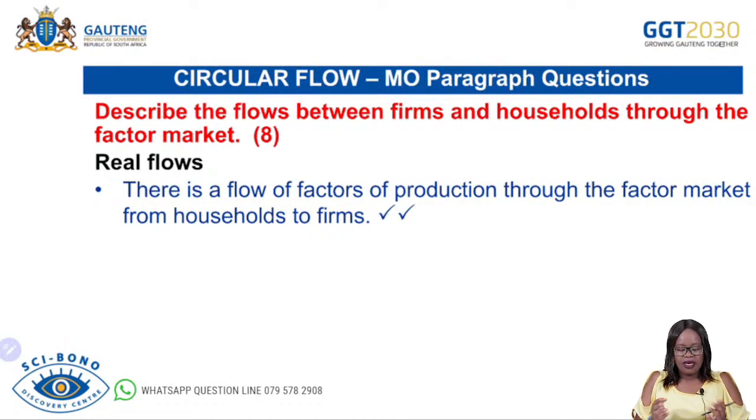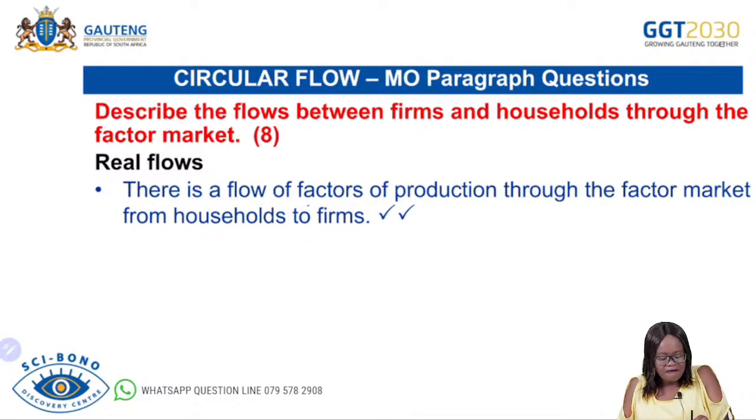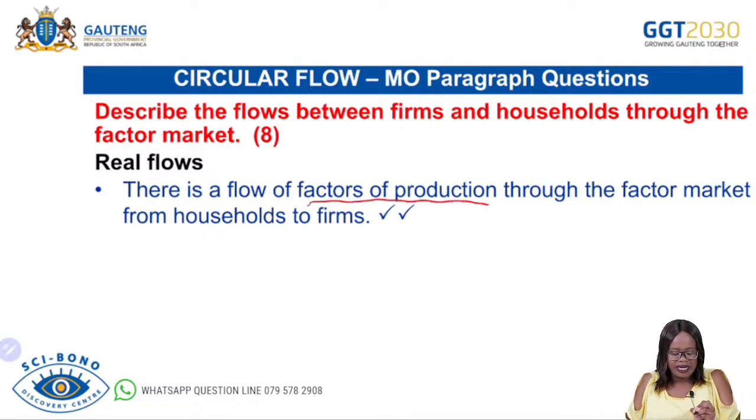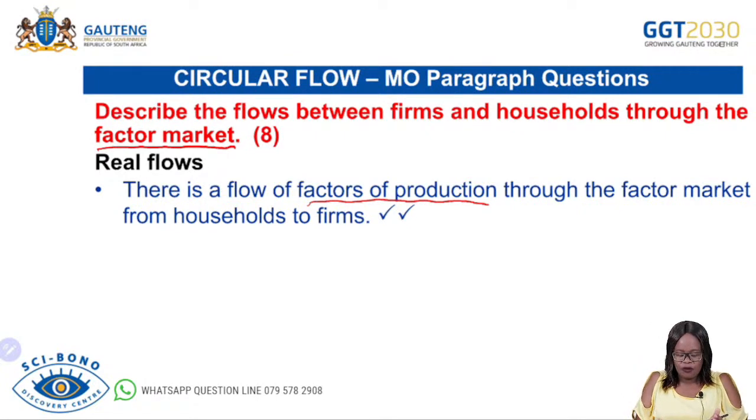Now, a possible answer, or rather a way in which you can answer the question, is going to be the fact that under real flows, there is a flow of factors of production through the factor market from households to what? To firms. Now, why do we mention the factors of production? Because the question was specific to say through the factor market. So that is why we only make reference now to what? To the factors of production.